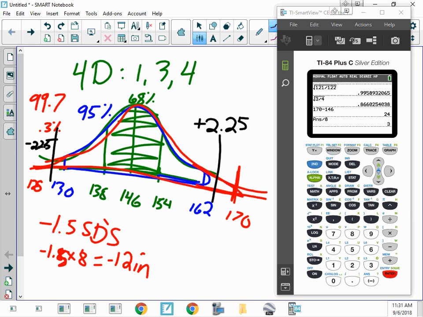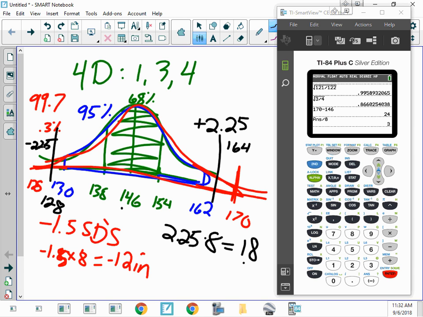How big is 2.25 SDs? Well, 2.25 times 8 is 18. What do I do with that 18? So 146 plus 18 is going to be 164. That's the tallest he could be. And 146 minus 18 is 128. So we know he's somewhere inside there.